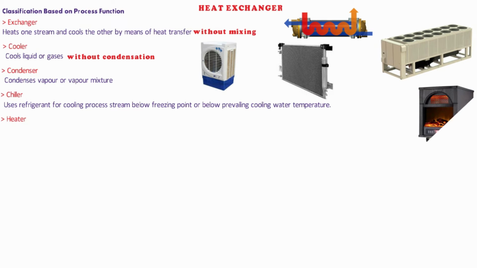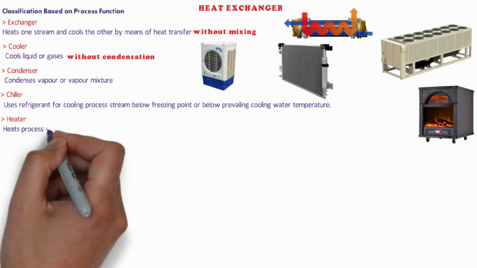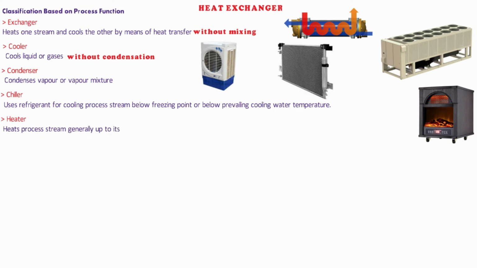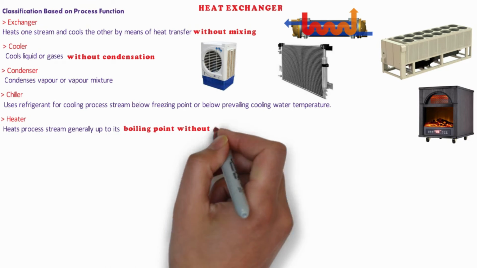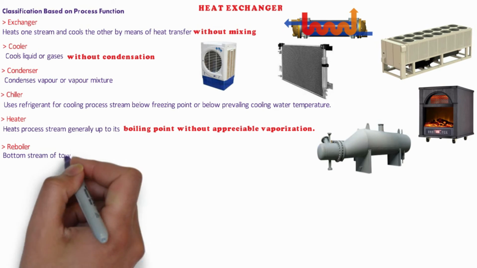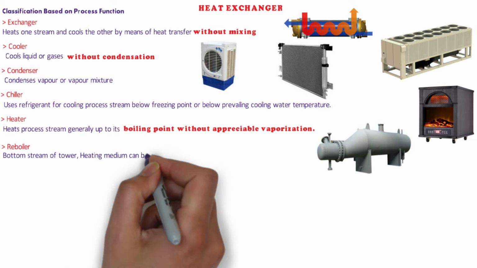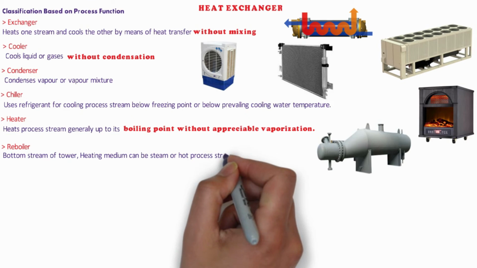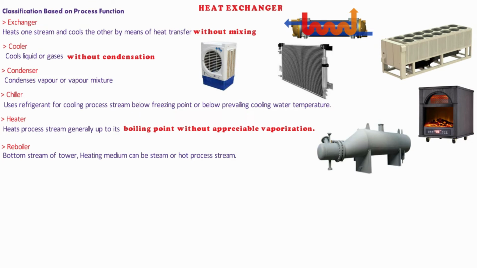Heater, non-fired, heats a process stream generally up to its boiling point without appreciable vaporization. The heating medium is usually steam, and the same concept also applies to preheaters. Reboilers, which reboil the bottom stream of a tower for the fractionation process. The heating medium can be steam or hot process stream. When large quantities of vapor have to be produced, the kettle type reboiler is used.